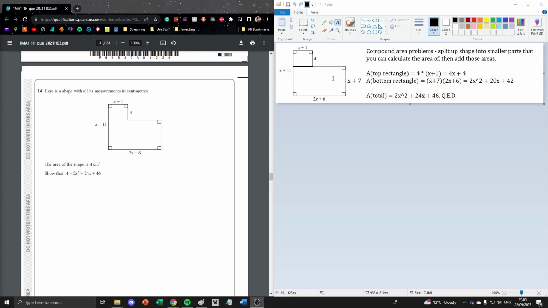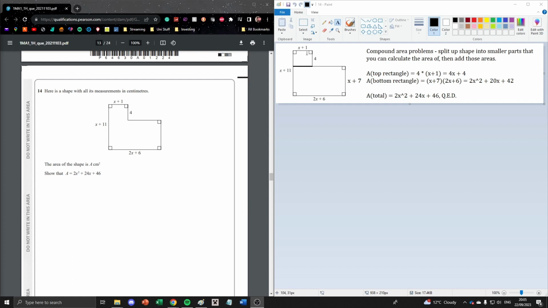When you have a compound area problem, you want to break the shape into more simple shapes that you can find the area of quite easily. So in this case, I'm going to draw this line across here. And we can see this length here must be x plus 7, because x plus 7 plus 4 would give us this x plus 11 height.